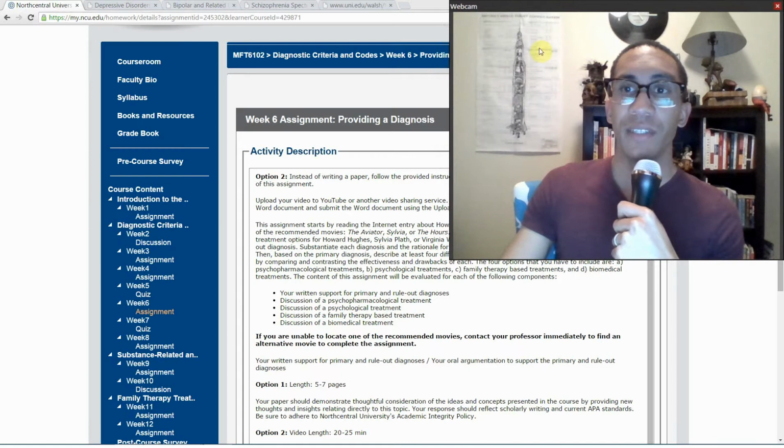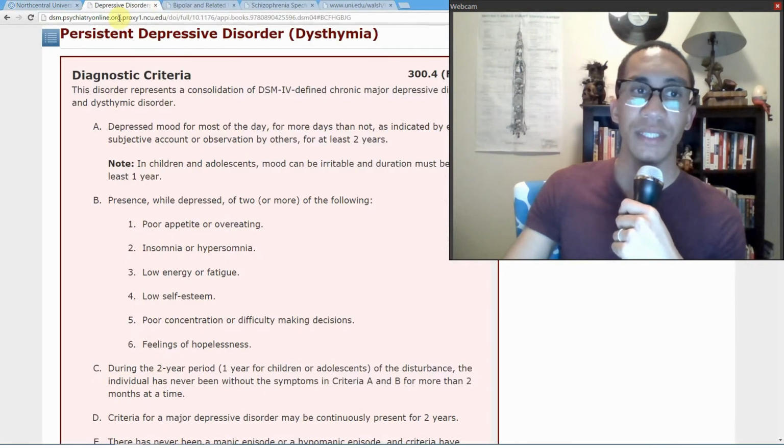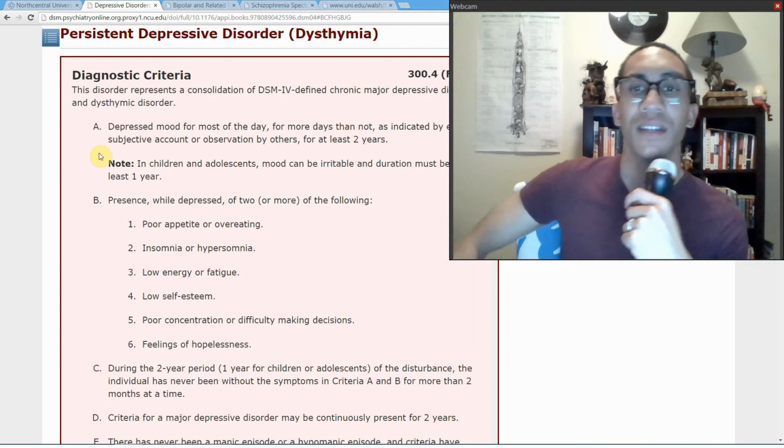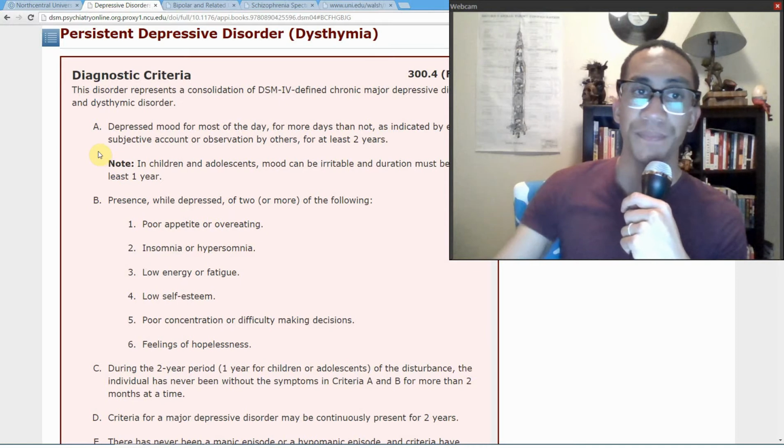The primary diagnosis at first, I was leaning more towards major depressive disorder. But when I went over the clinical criteria for it, I wasn't necessarily convinced, especially based upon how long she'd had her depressive symptoms. So I think that persistent depressive disorder, or dysthymia, would probably be a little bit more clinically accurate and relevant.